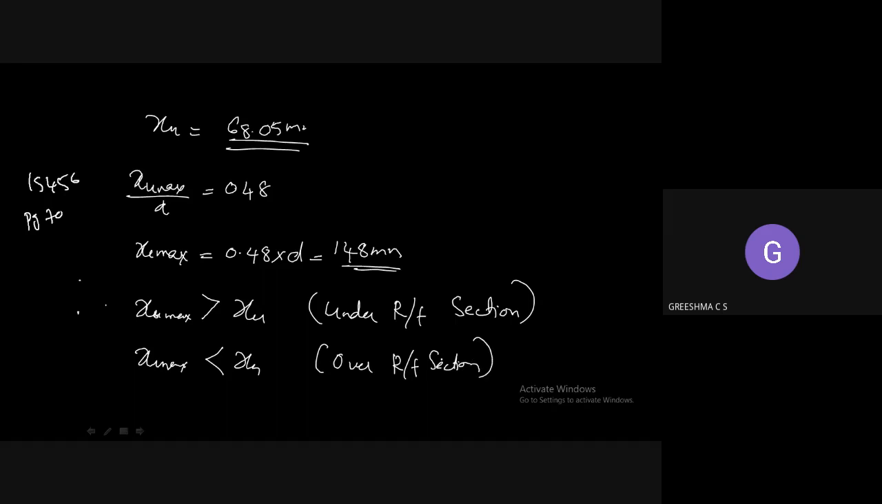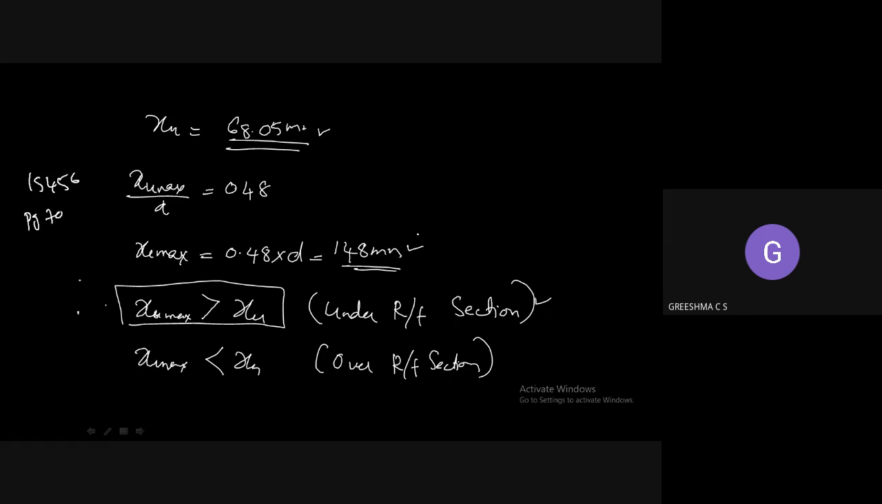To find out the moment of resistance, first of all you have to find out whether the beam is an under reinforced section or over reinforced section. You have to check whether the given beam is under reinforced or over reinforced, based on this condition: if XU max is greater than XU, you can say this is an under reinforced section, and vice versa. Here, XU is 68.05 and XU max is 148.